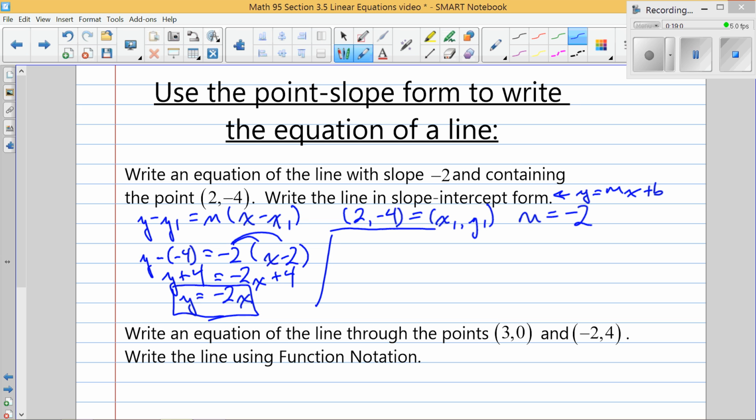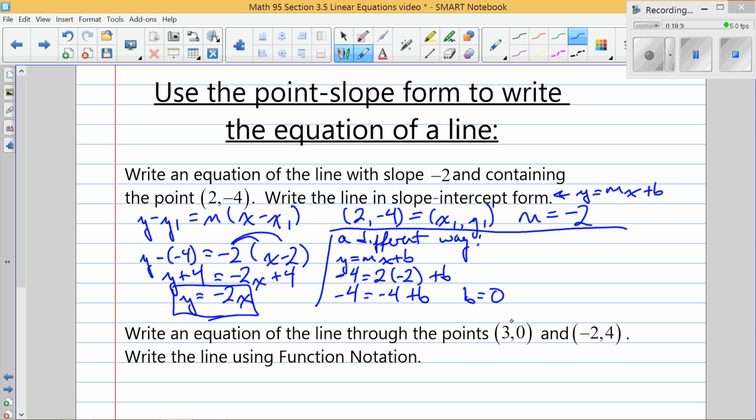Now, some of you remember a different way of doing this. You may have done this if you took Math 65 with us here at LBCC. Another way we could do this is we could say in y equals mx plus b, negative 4 equals 2 times negative 2 plus b. If I do it this way, I find negative 4 equals negative 4 plus b, and the only way this can be true is if b is 0. B ends up being 0 in both cases.